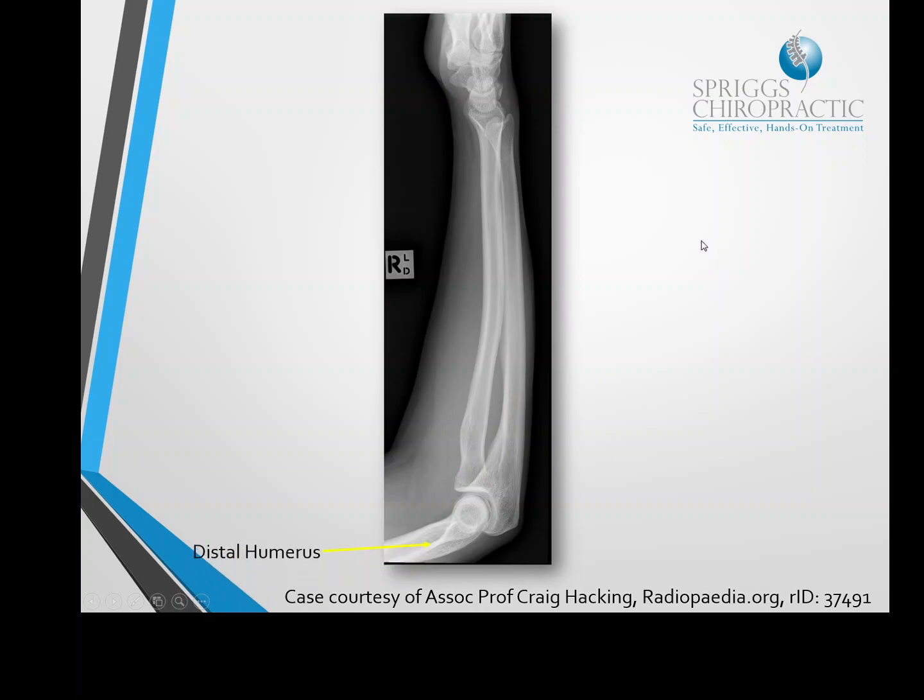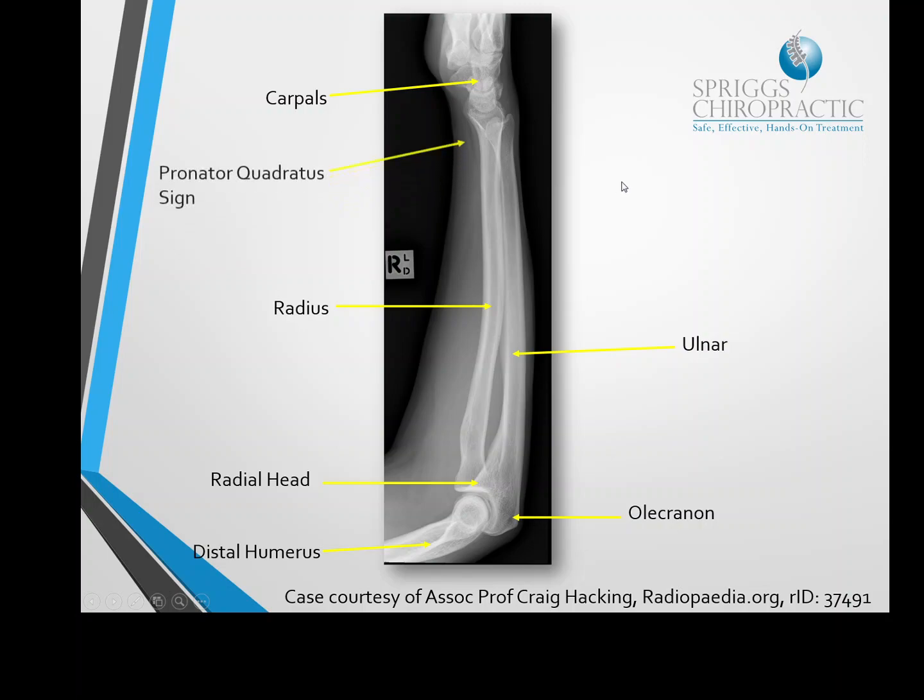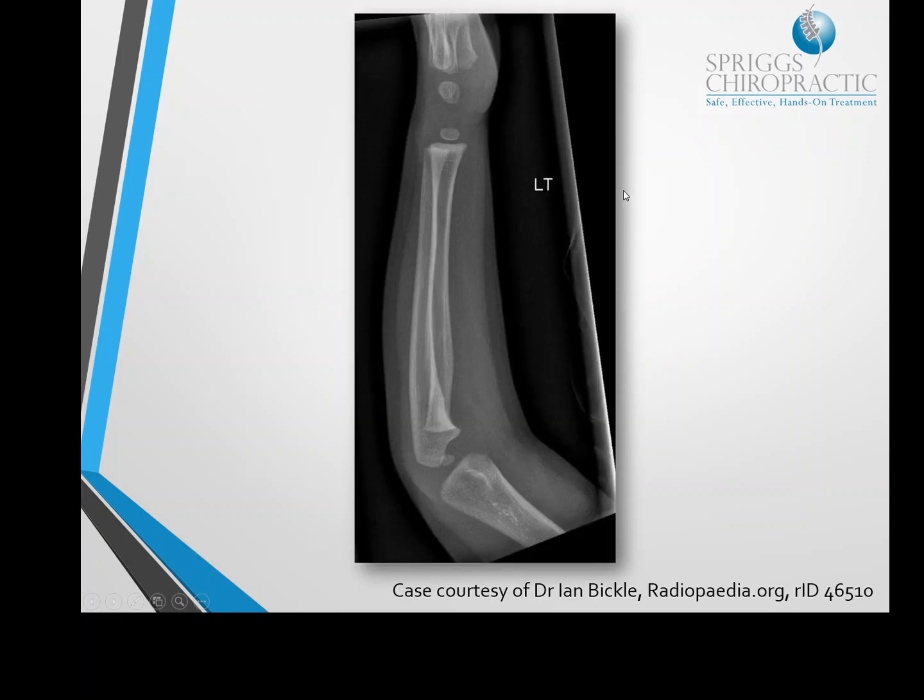So let's start labelling it again. We've got the distal humerus, the olecranon, the radial head. That's therefore the ulna and the radius. I'm glad they were animated together this time. And of course you've got the carpals, and you can also see the pronator quadratus fat pad in the distal aspect of the radius. And again, this is what it looks like on a paediatric case.